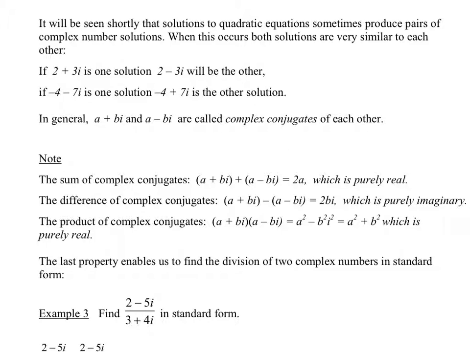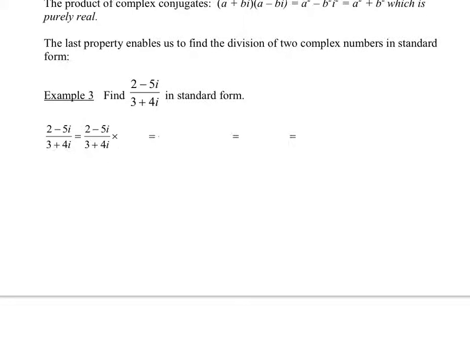The thing to notice about that is that if you multiply the conjugates together, a plus bi times a minus bi, what you'll get is a real number. And that's useful if you want to put things into standard form. There's an example here where we have a fraction which is not in standard form. We have to get rid of the complex number on the bottom. To do that, multiply top and bottom not by 3 plus 4i, but by 3 minus 4i. Multiply top and bottom by that.